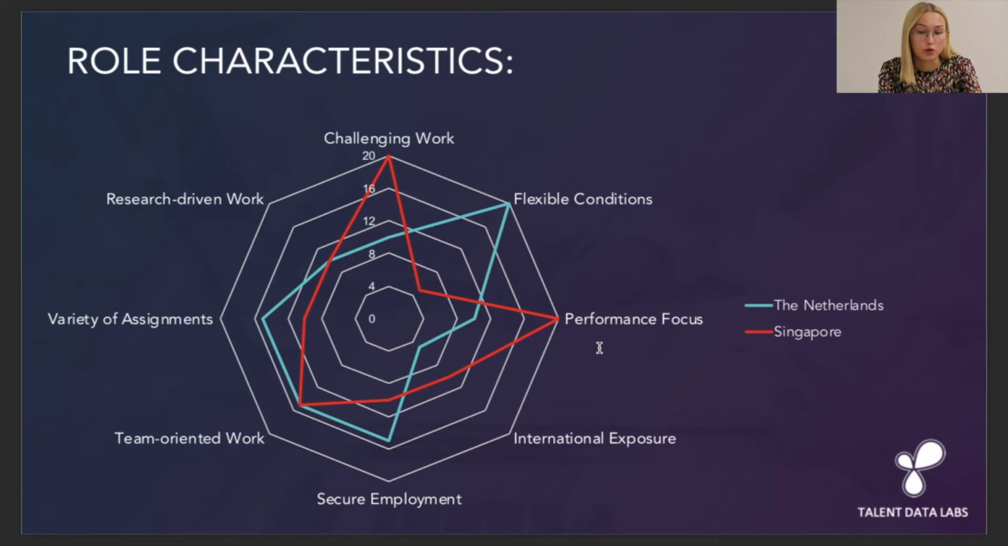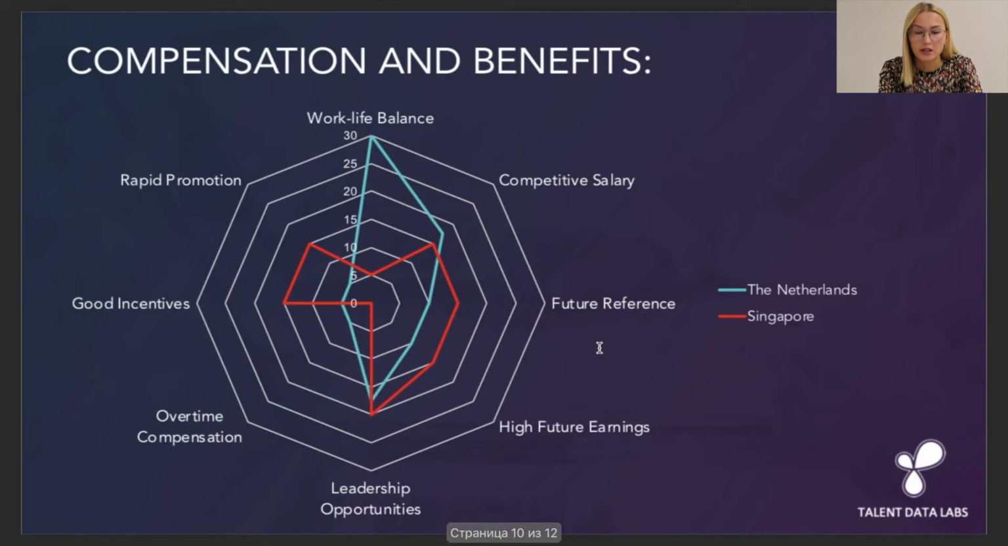And now let's go to the fourth chart. This is the last chart, about compensation and benefits. Comparing these two teams, we can see that the Netherlands team wants work-life balance. They want a competitive salary. But the Singaporean team is more interested in promotion and leadership opportunities, so the company, answering this mismatch, can implement an aggressive bonus structure and make sure people can grow professionally and reach higher and better paid positions.